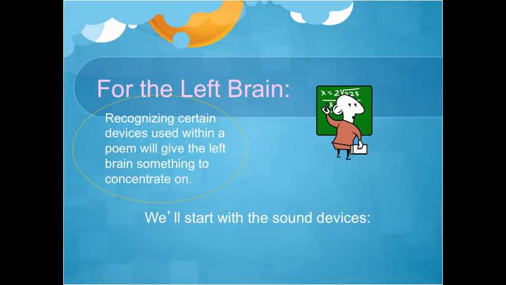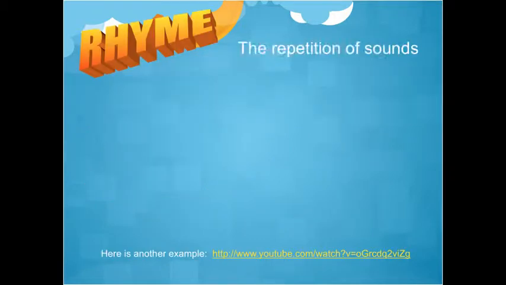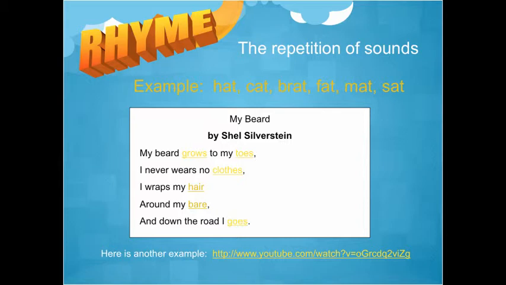It requires both sides. For the left brain, recognizing certain devices used within a poem will give the left brain something to concentrate on. We'll start out with listening devices. Rhyme. Rhyme, to begin, is the repetition of sounds. For example, hat, cat, brat, fat, all those rhyming words that you learned in second grade.